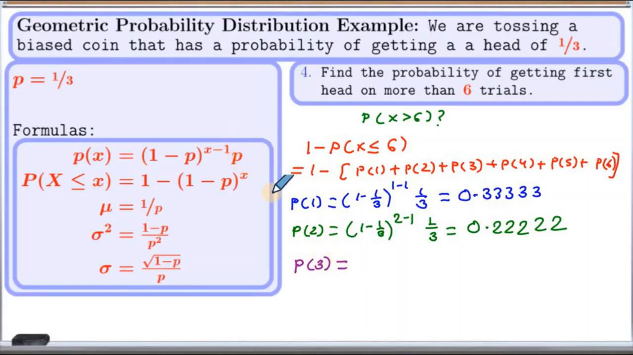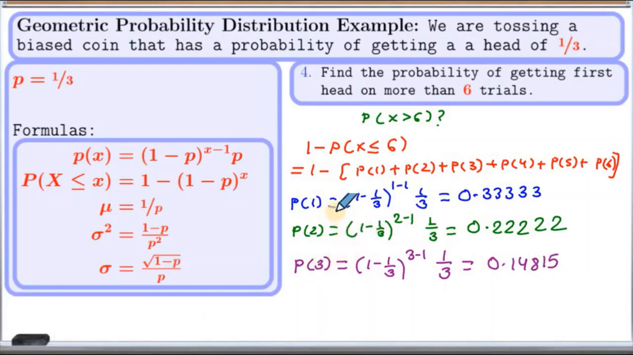Now let's find the probability of 3. For this one, our x will be 3 and p is still the same. So now we get 1 minus 1 over 3. So this will be 3 minus 1 times 1 over 3. So this comes out to be 0.14815.